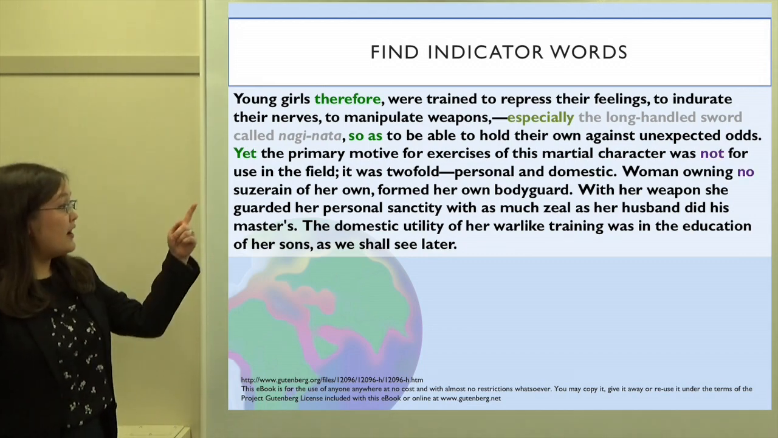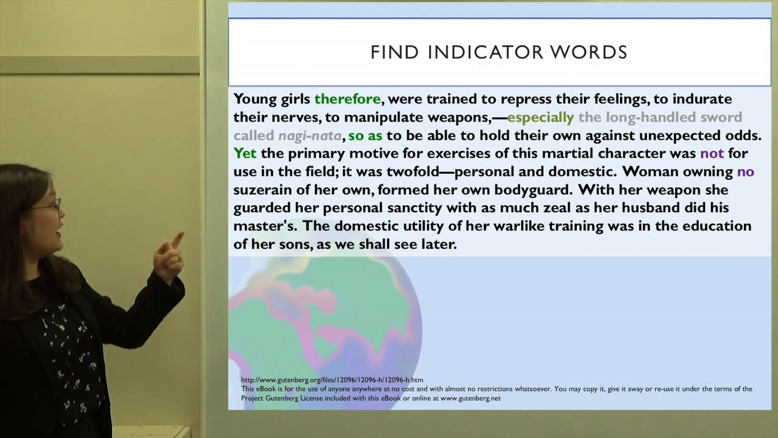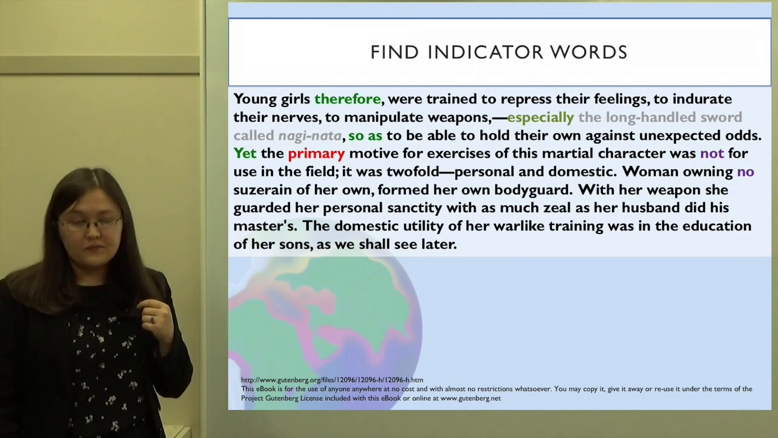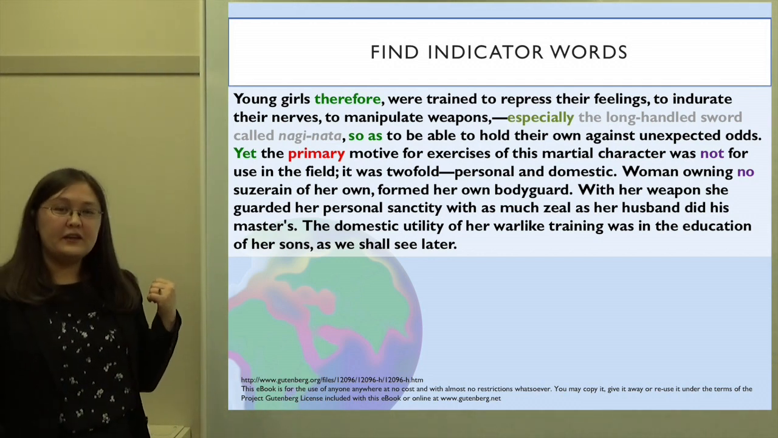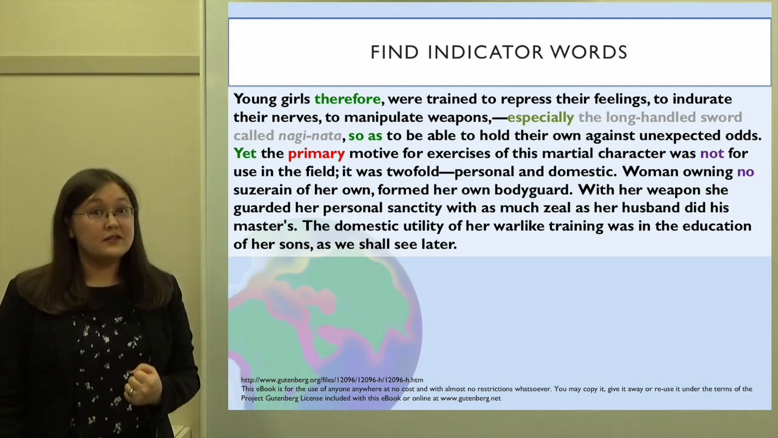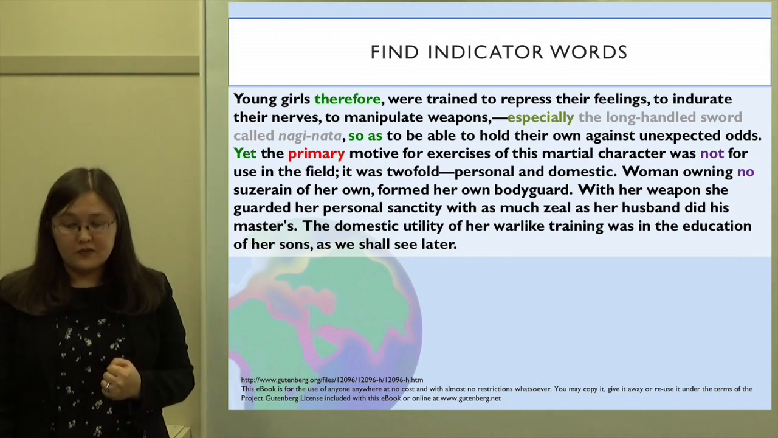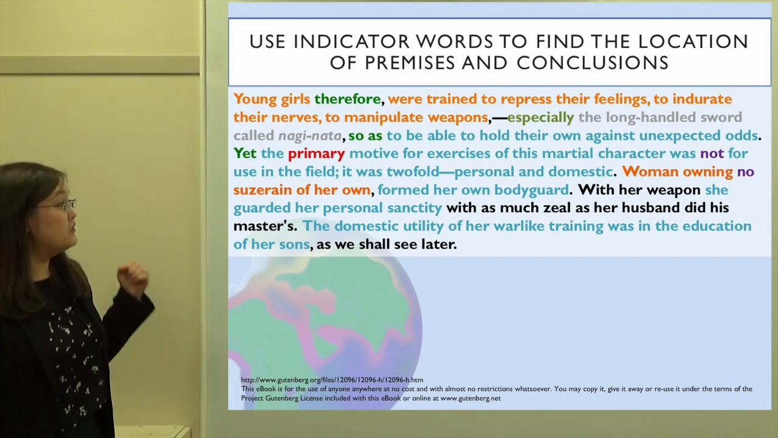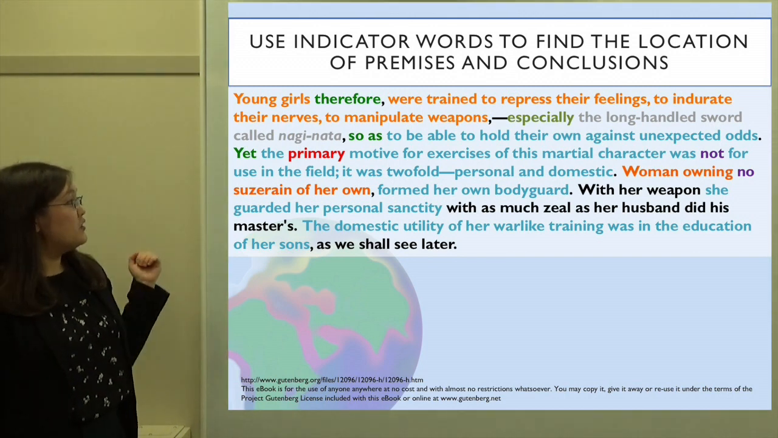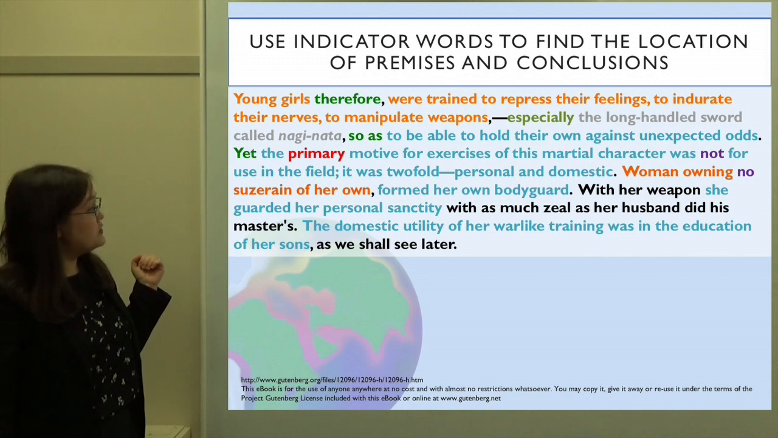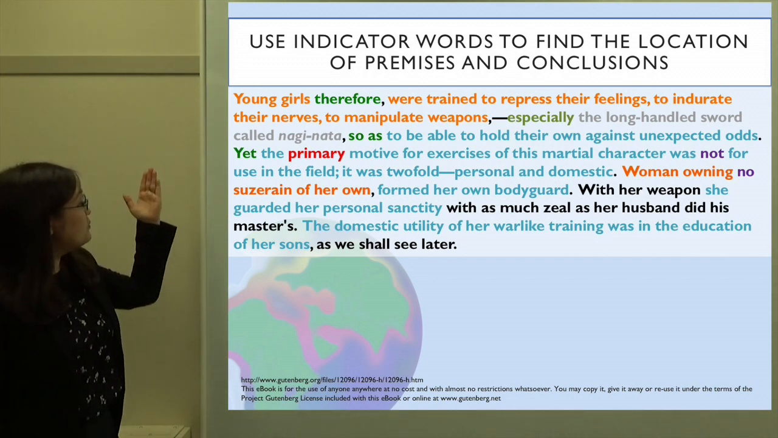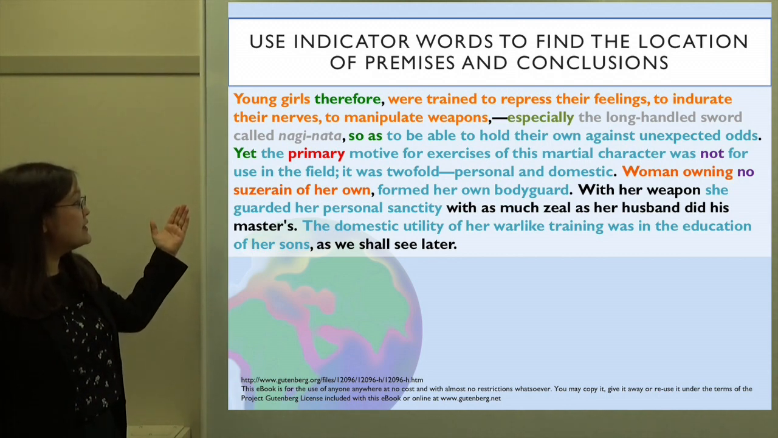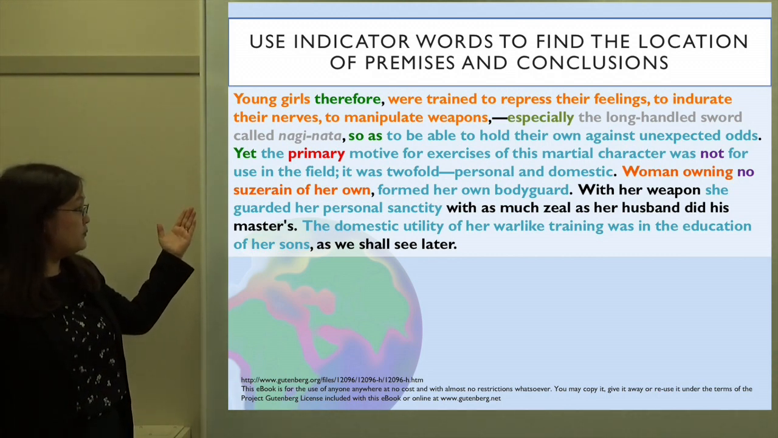And next, I've highlighted in purple, not and no. We want to make sure we don't misunderstand that part. And then I can see the word primary, here you can see in red. This means it's going to be an important part of the argument. After we do the indicator words, then we can start to divide into the conclusions and the premises. So here, I have put the premises in orange, and I have put the conclusions in light blue.